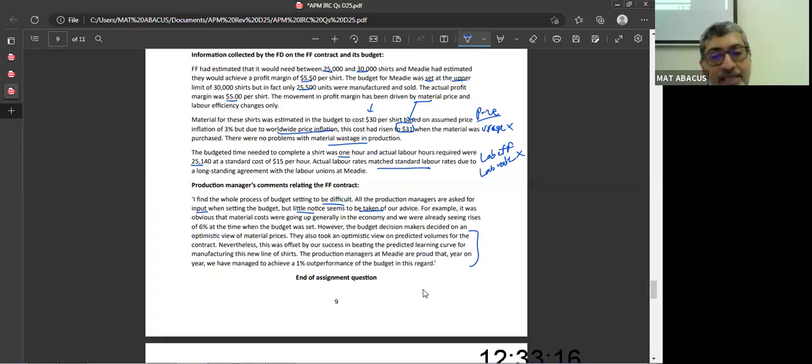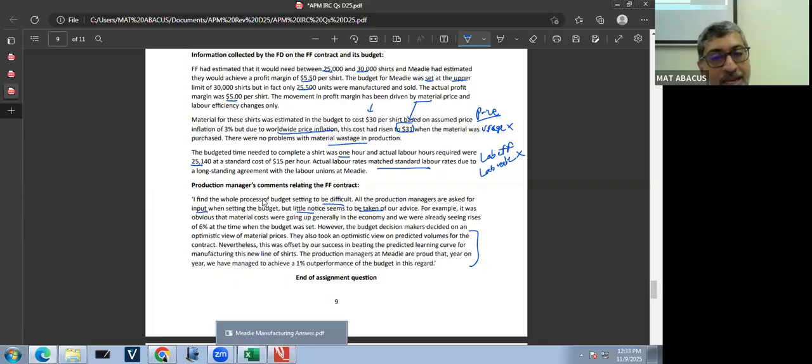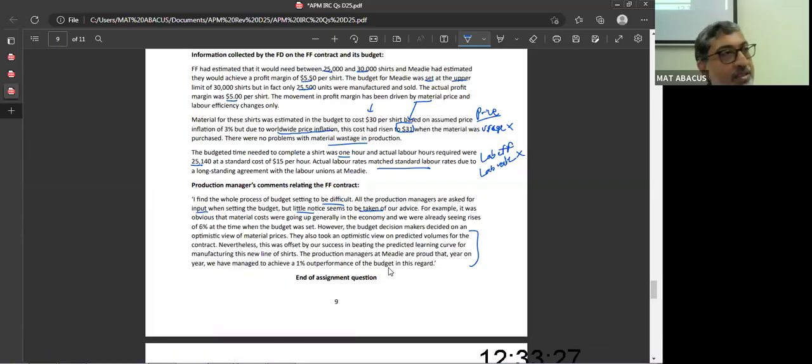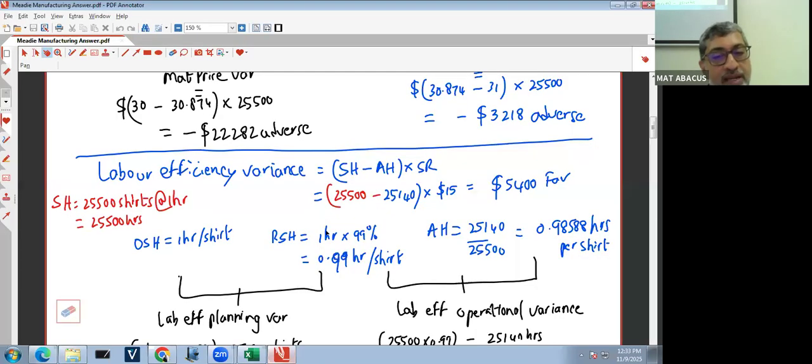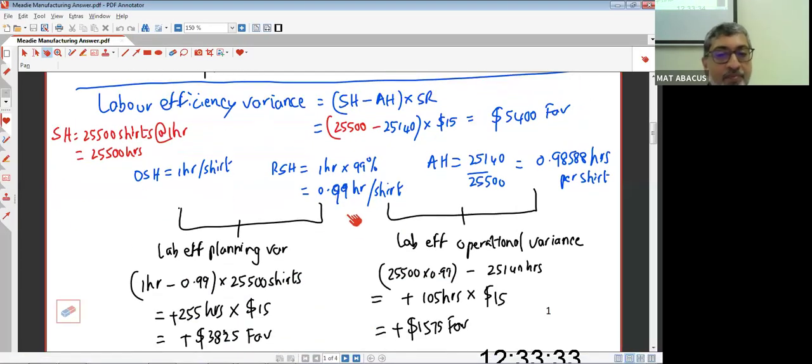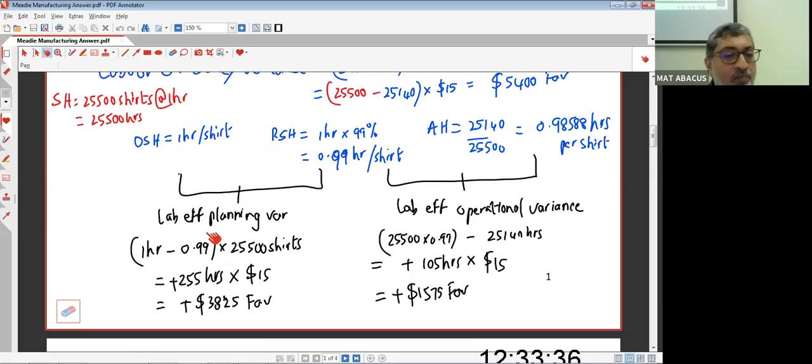And the reasoning is that if it's a new product, the learning curve will allow them to learn faster and therefore reduce the time. And so management refused to acknowledge this. They refused to acknowledge this, which is also sad. So if we recalculate, we then get 0.99 hours instead of 1 hour. So we should get a labor efficiency planning variance of 3,825 favorable. So the whole 5,004 is not basically due to the current efforts.